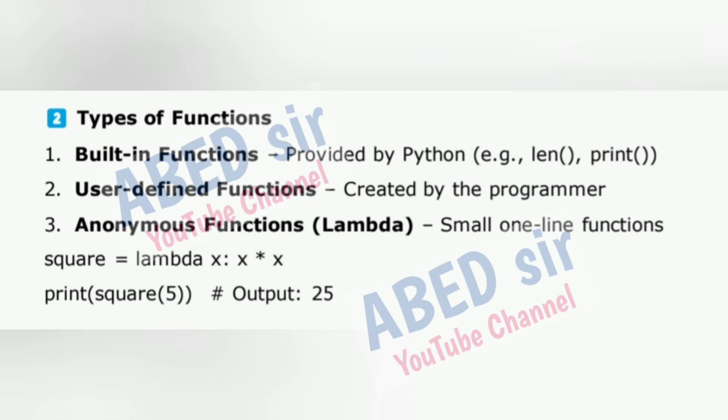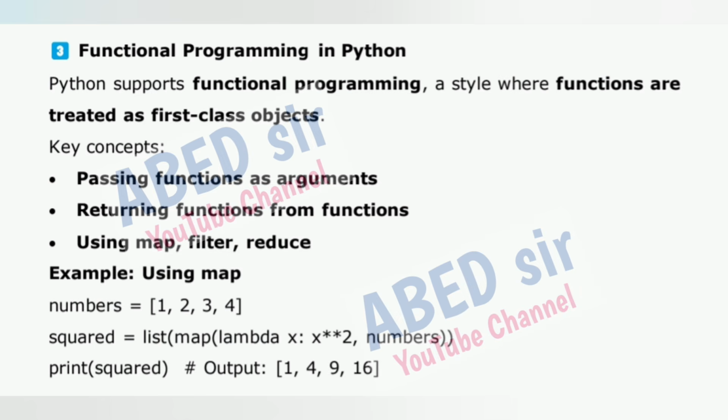3. Anonymous functions, lambda, small one-line functions. square = lambda x: x * x. print(square(5)) # output: 25. 3. Functional programming in Python. Python supports functional programming, a style where functions are treated as first-class objects. Key concepts: passing functions as arguments, returning functions from functions, using map, filter, reduce.